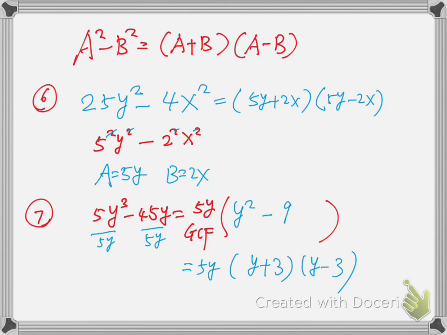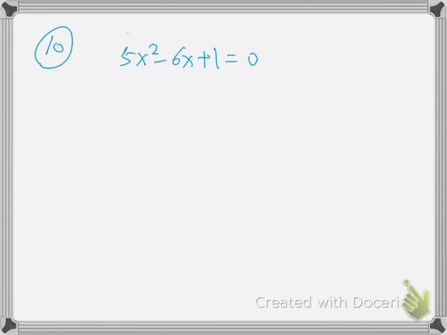If you look at the beginning, this part doesn't have perfect squares. But with two terms, you may think about whether there's a GCF. After factoring out the GCF, you got this good number 9. That will remind you of a squared minus b squared. Okay, so from number 8 to number 11, they are basically quadratic formula questions.